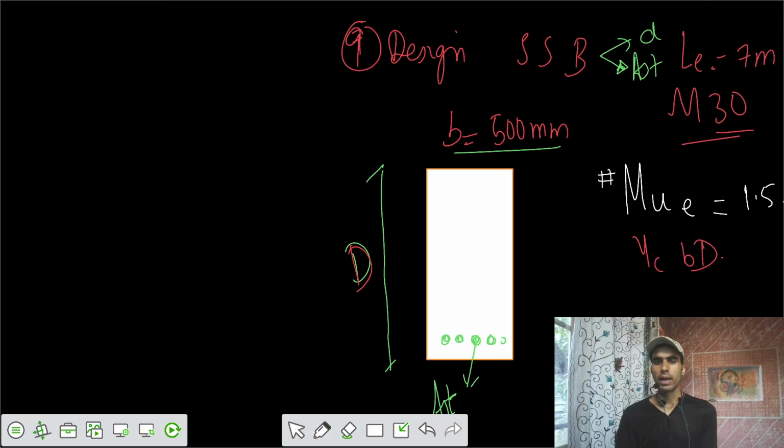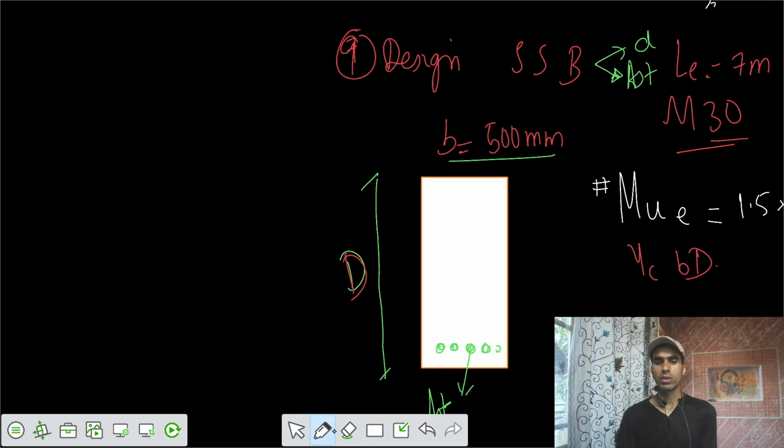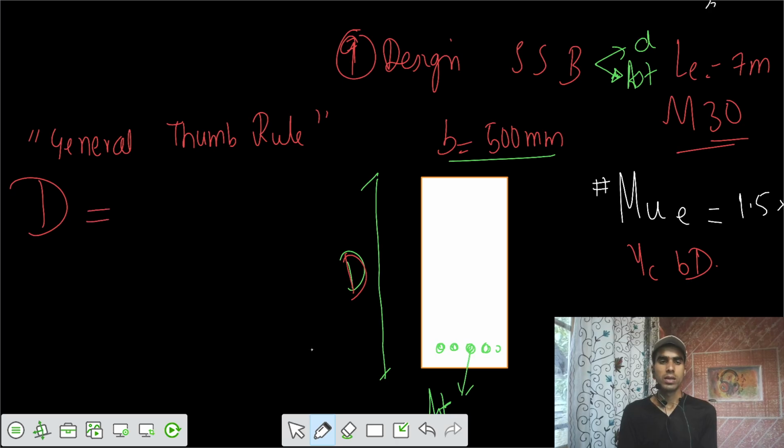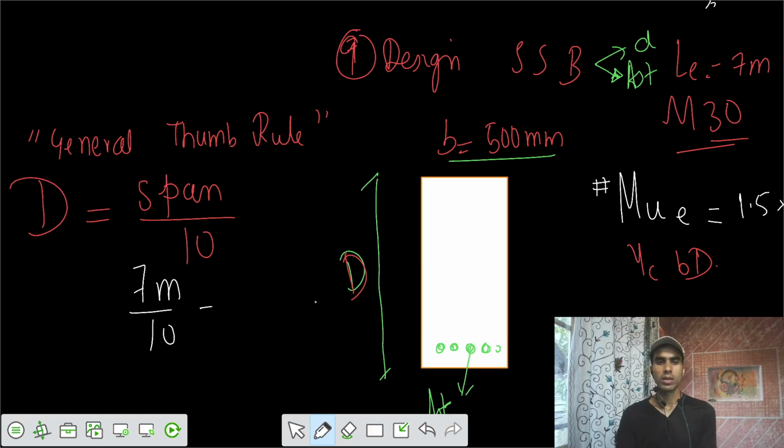So a general thumb rule is that D is usually span by 10, effective span by 10. If your effective span is 7 meters, 7 meter by 10, that is 0.7, that is 700 millimeters.